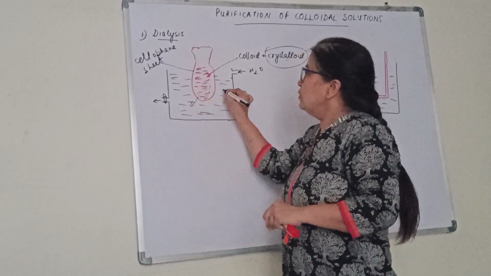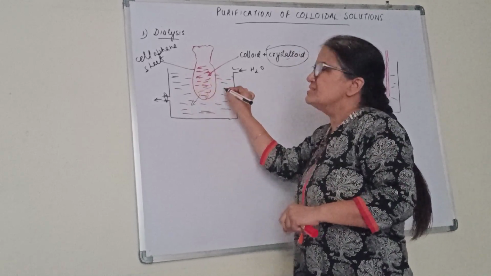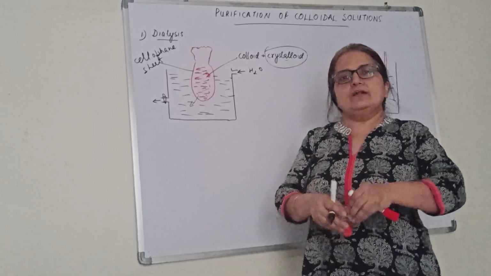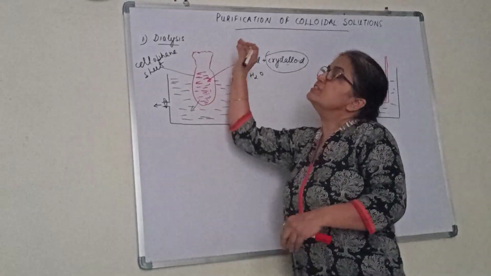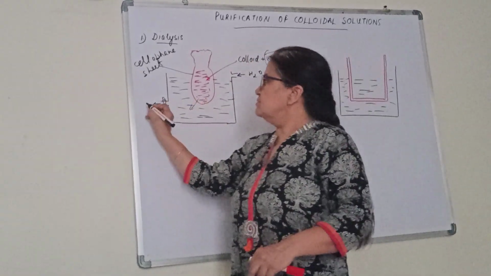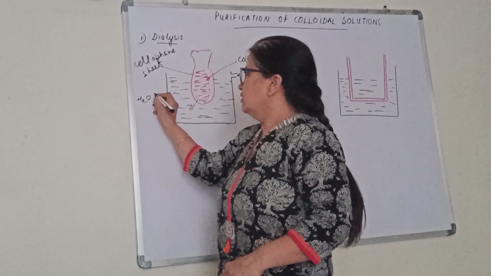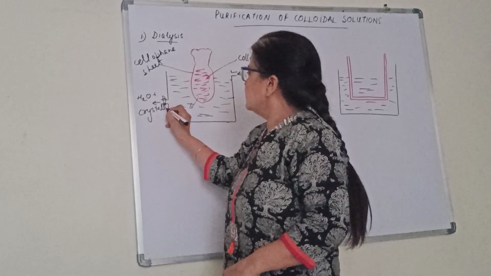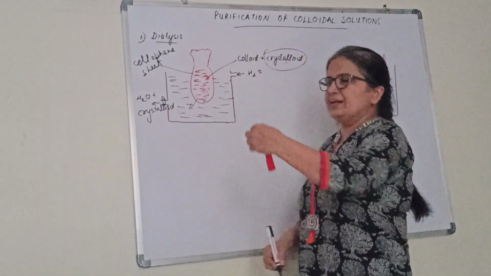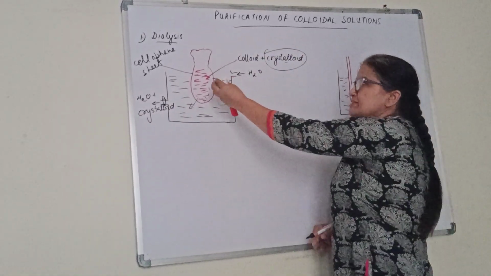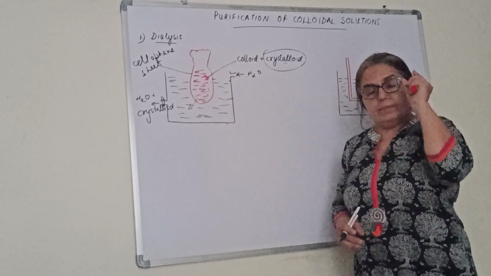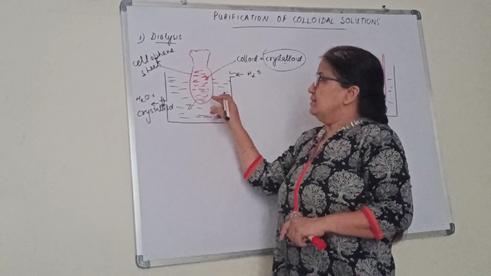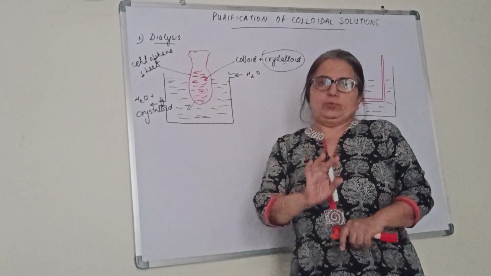It is smaller in size. When that crystalloid is coming out, it will get concentrated over here. It should not remain there, because if it remains there, again chances are it may diffuse inside the bag. So what comes out is wastewater plus crystalloid. That is a waste thing for us. Whatever is left behind here is pure for us. That is the colloid.